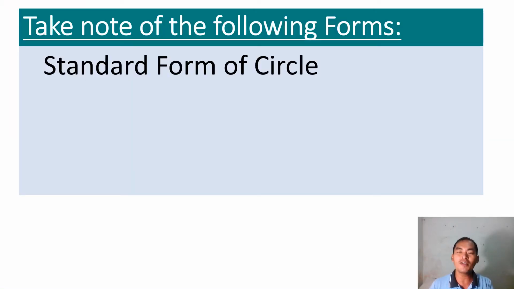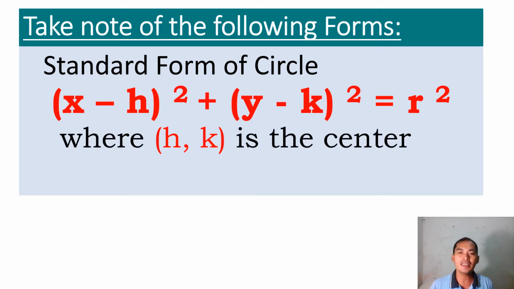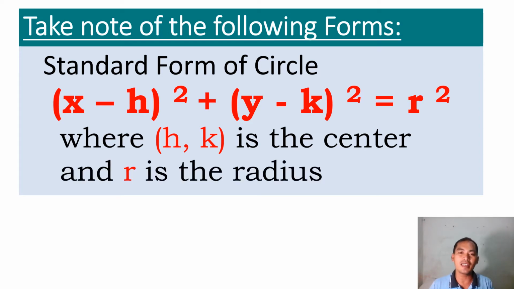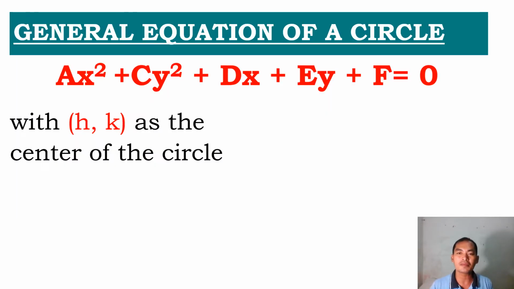Standard form of a circle, we have the square of x minus h plus the square of y minus k equals r squared, wherein hk is the center of the circle and r is the radius. Another, x squared plus y squared equals r squared, wherein the center is at the origin.